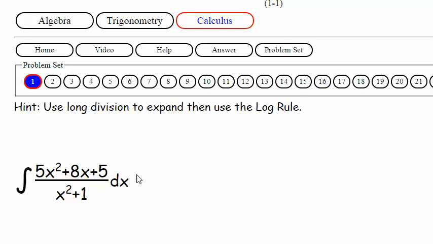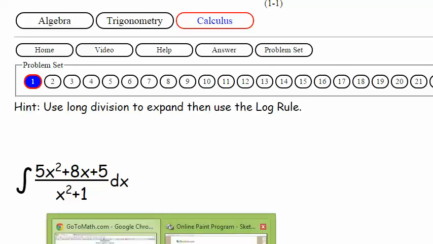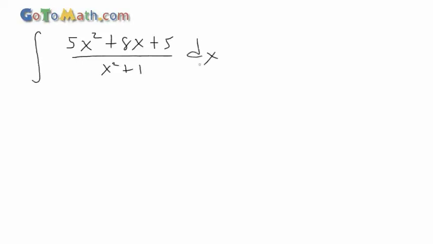Alright, so let's move over to the whiteboard. So remember, we call these indefinite integrals. So we have 5x squared plus 8x plus 5 over x squared plus 1 dx. So we look at this, and if you took the derivative of the bottom, you'd get 2x, and there's no way we could do that up here, right? So it doesn't look like we can use substitution at this point.